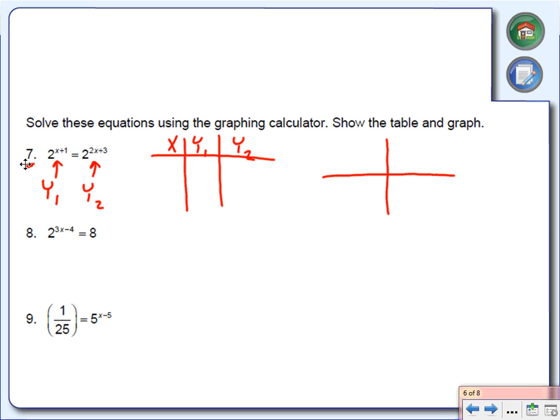Once you get it in your calculator, you're going to go to your table. And just like we did a second ago, we're going to look for the matching y values. That's what we're looking for. You can find the matching y values. You can find your solution.